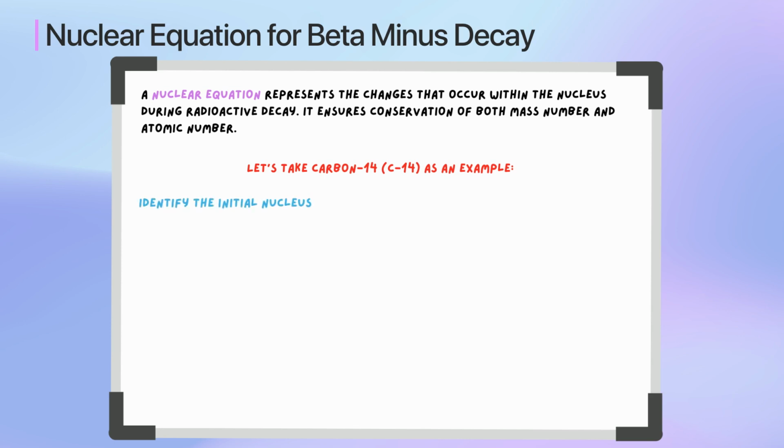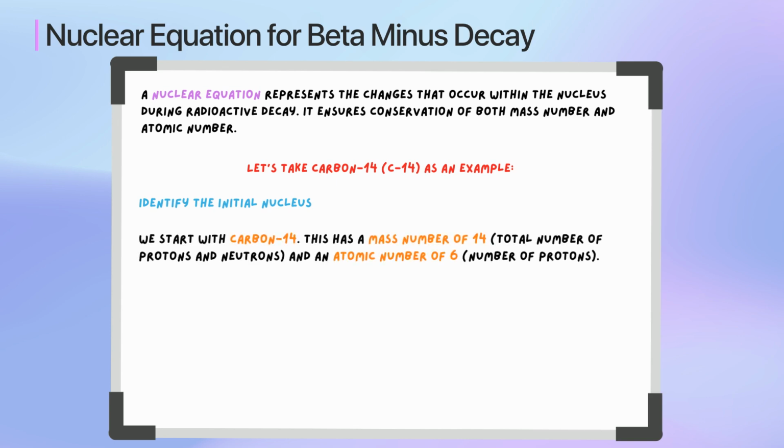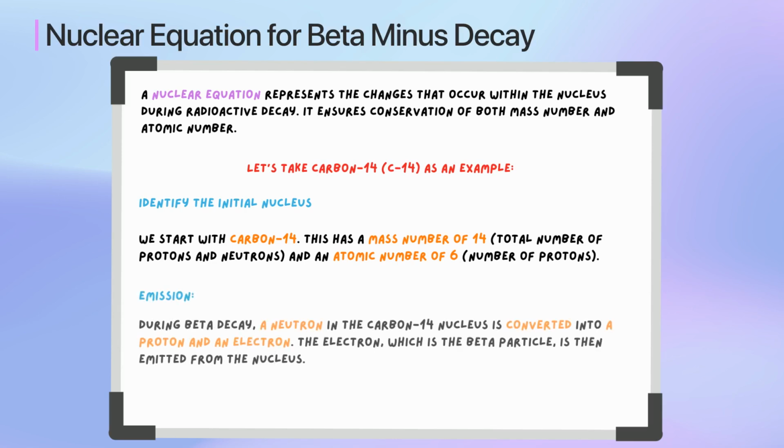We begin by identifying the initial nucleus. The carbon atom has a mass number of 14, which is the total number of protons and neutrons. Its atomic number is 6, the number of protons. During beta minus decay, a neutron in the carbon-14 nucleus is converted into a proton and an electron. The electron, which is the beta particle, is then emitted from the nucleus.